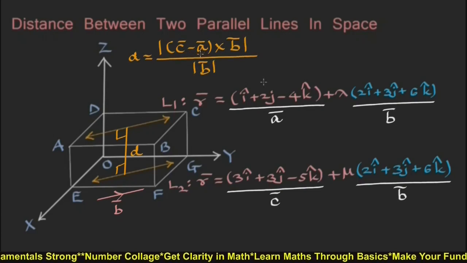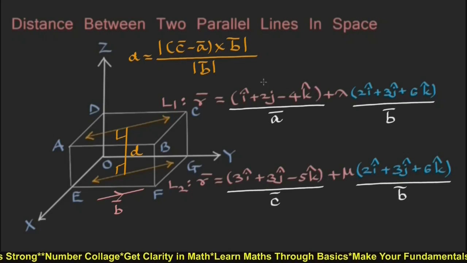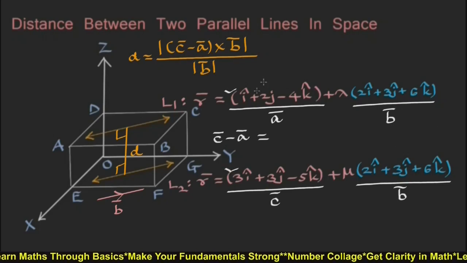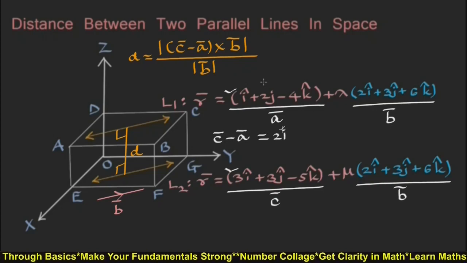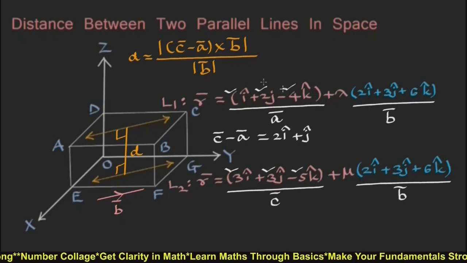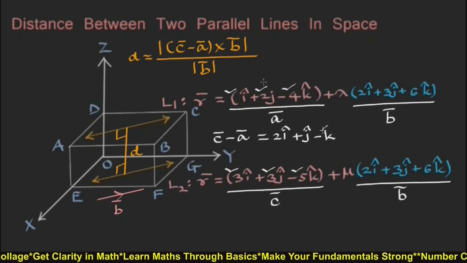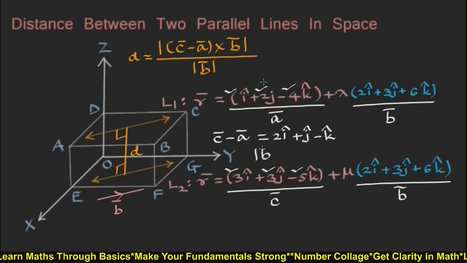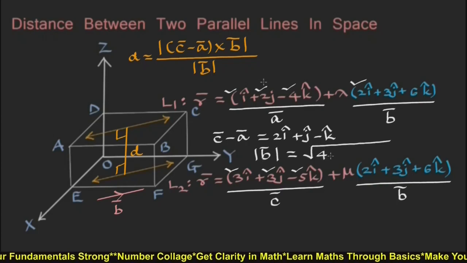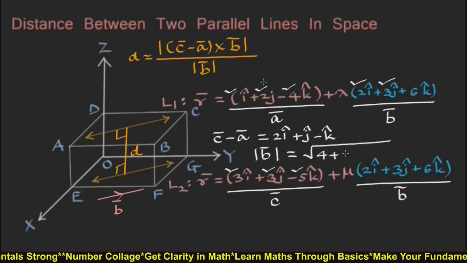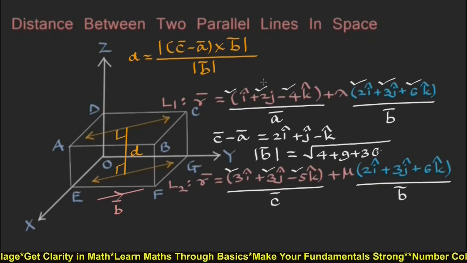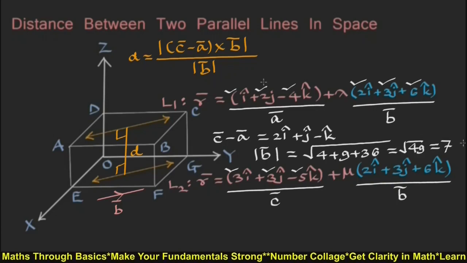Now we will find these quantities. So first we find c bar minus a bar: 3 minus 1, 2 i cap, 3 minus 2, 1 j cap, minus 5 plus 4, minus 1 k cap, and mod b bar will be square root 2 square 4 plus 3 square 9 plus 6 square 36, square root 49, 7.